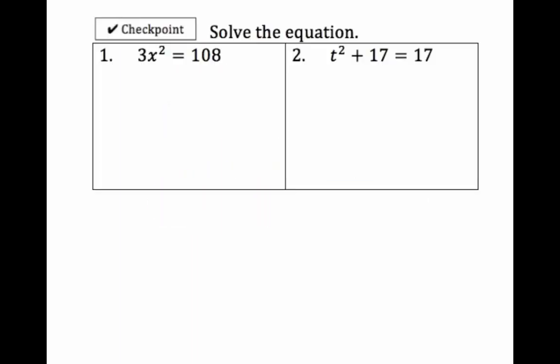Okay, go ahead and solve the equation. Pause if you haven't already. And then play when you're ready to see the solution.